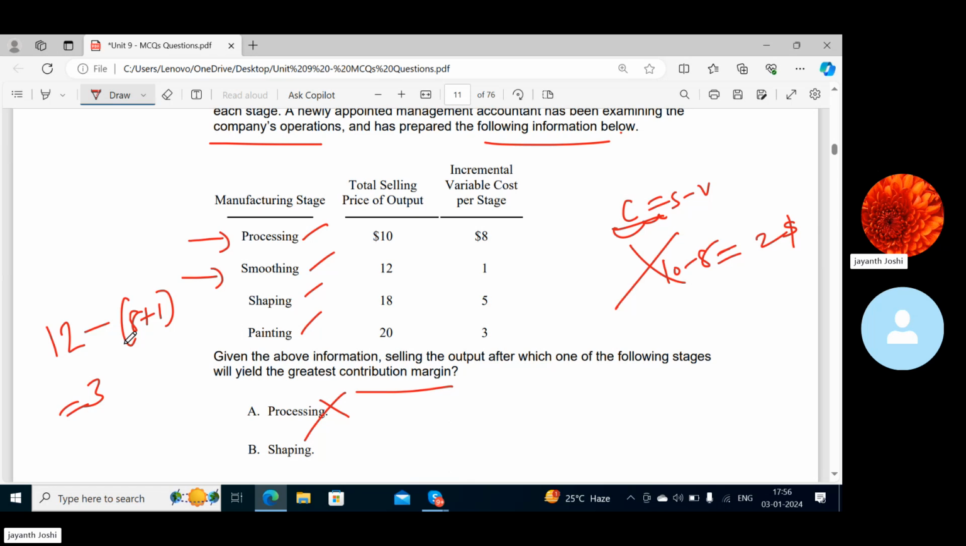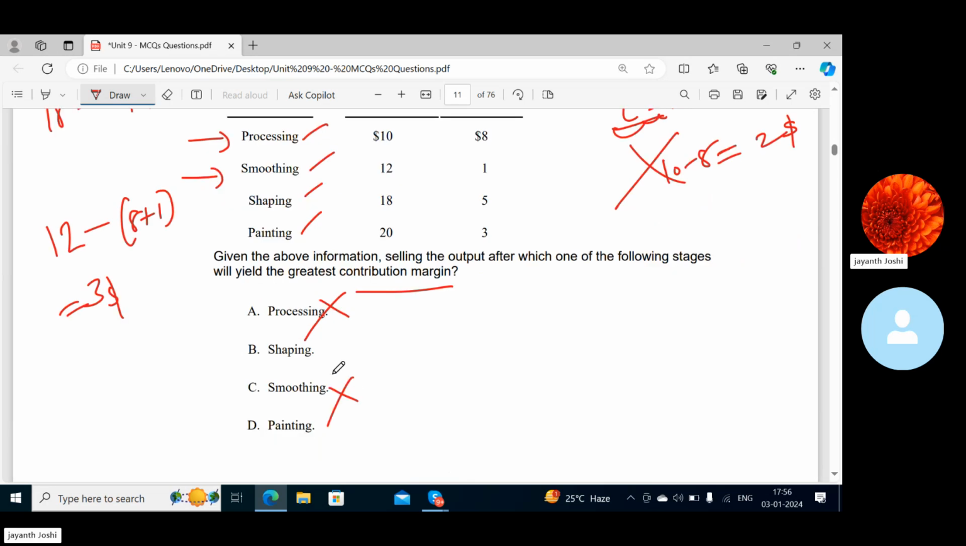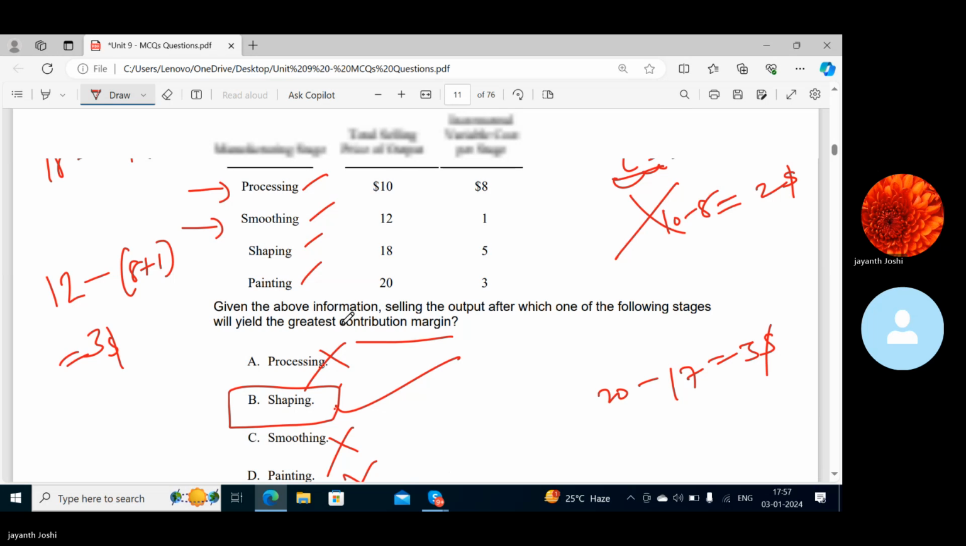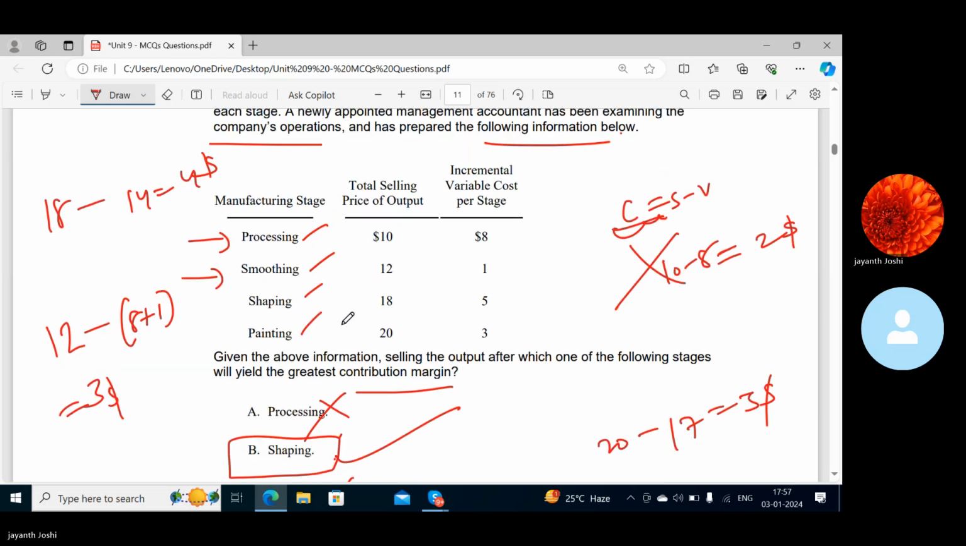I'm okay with smoothing, but let's see the next one, shaping. 18 minus 14, $4. So I'm canceling smoothing. Shaping seems to be better than these two. Painting, again $3, so painting also I don't want. So shaping is the best. Just go for this. Okay, done.